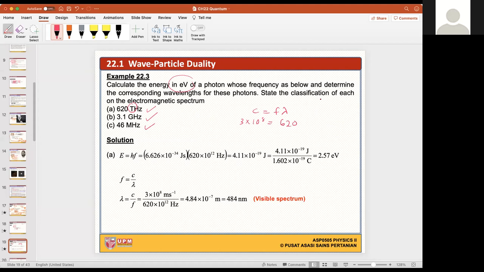12. So pico, tera. Pico is minus 12, tera is 10 to the 12. So that is your hertz, and then you can solve it for lambda.